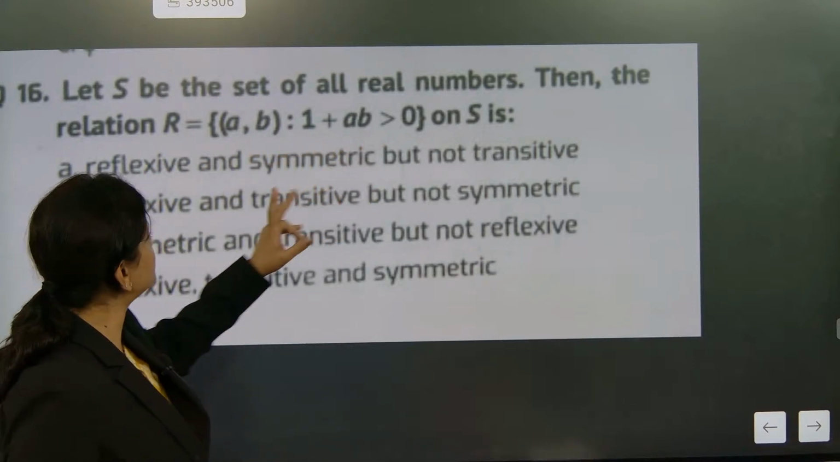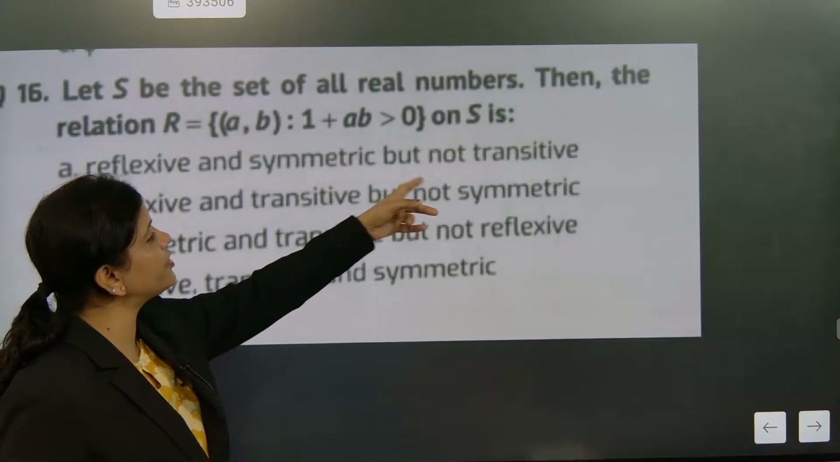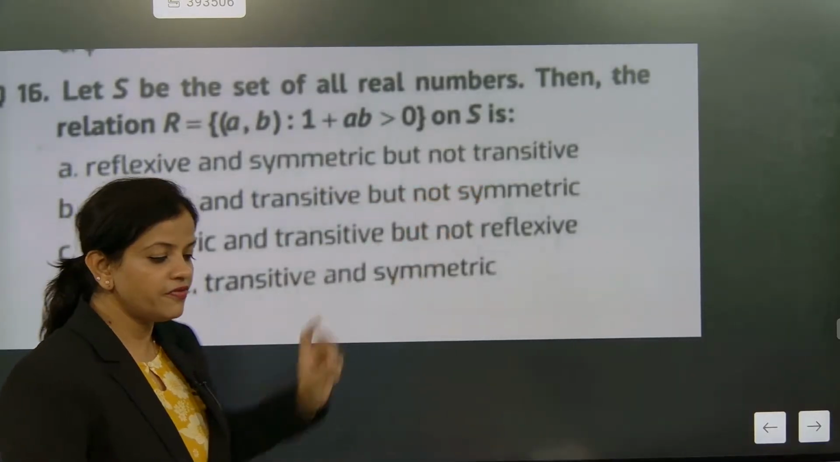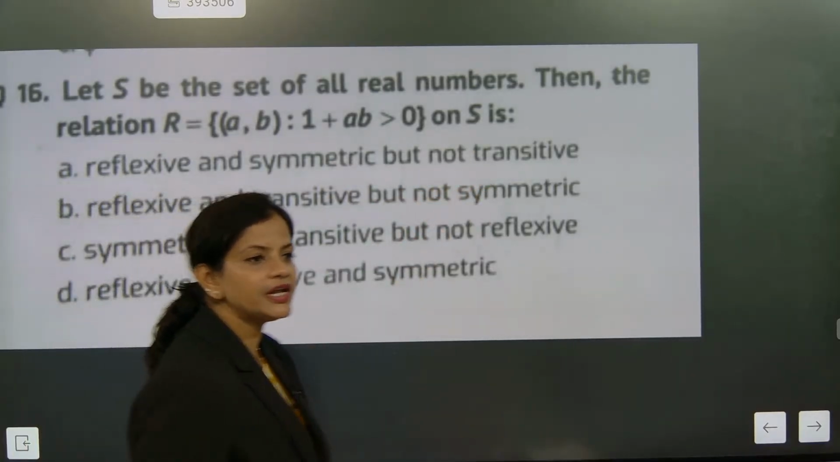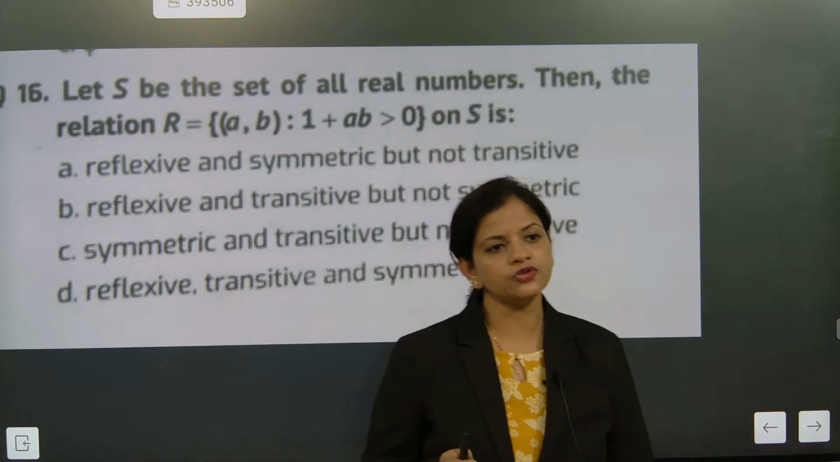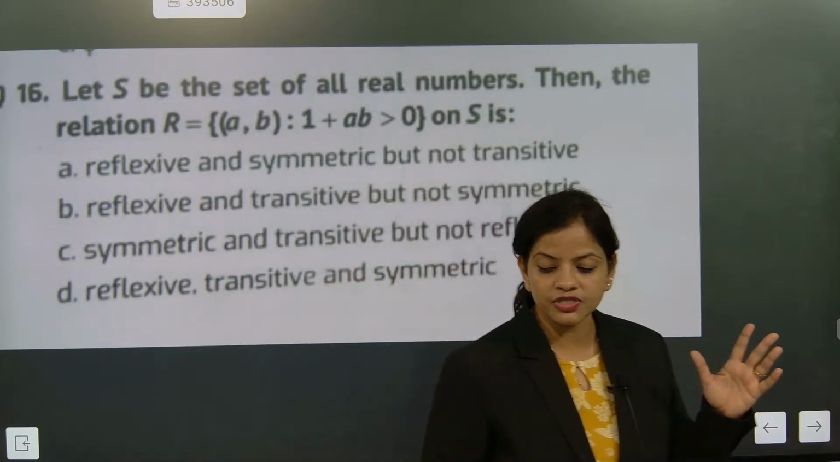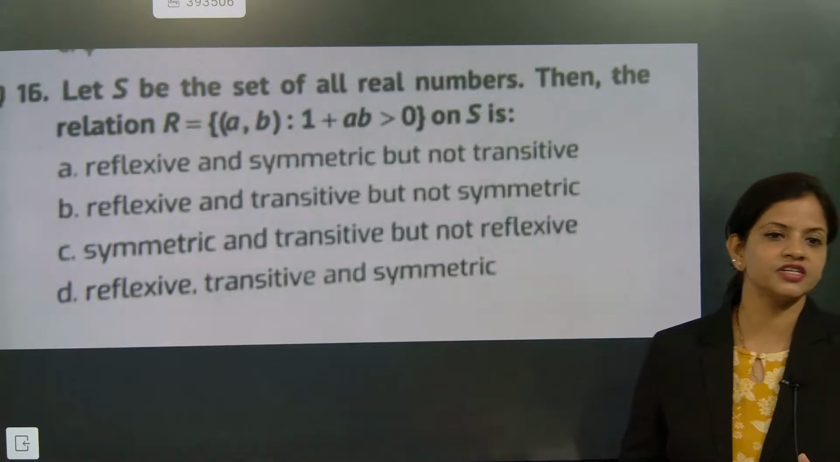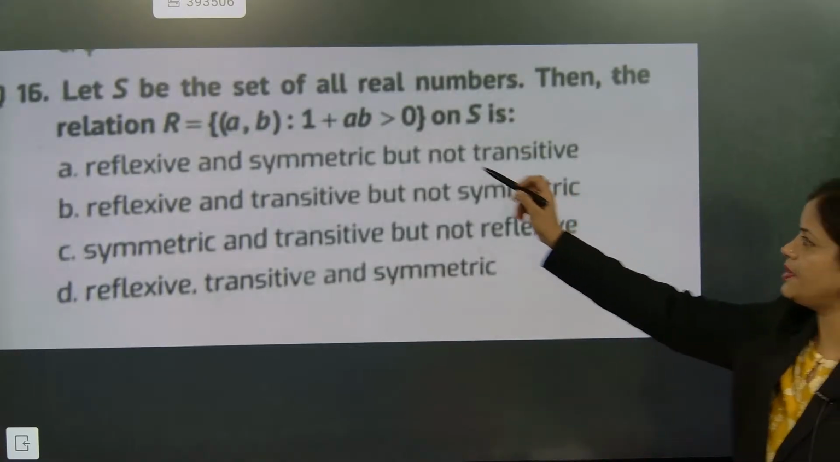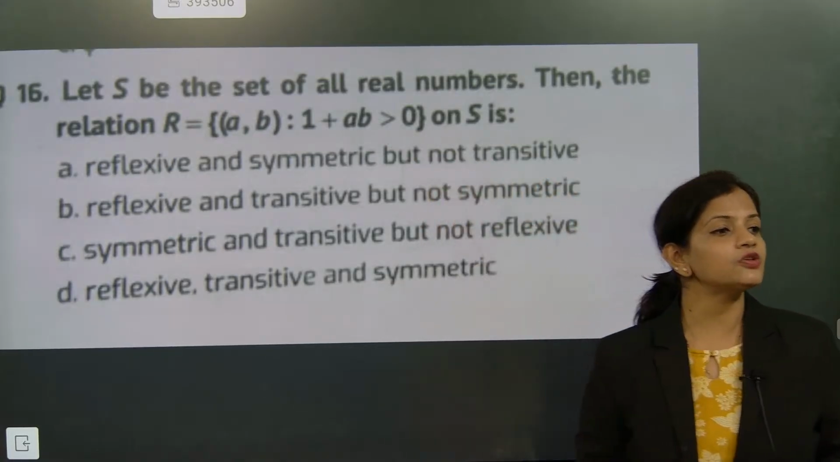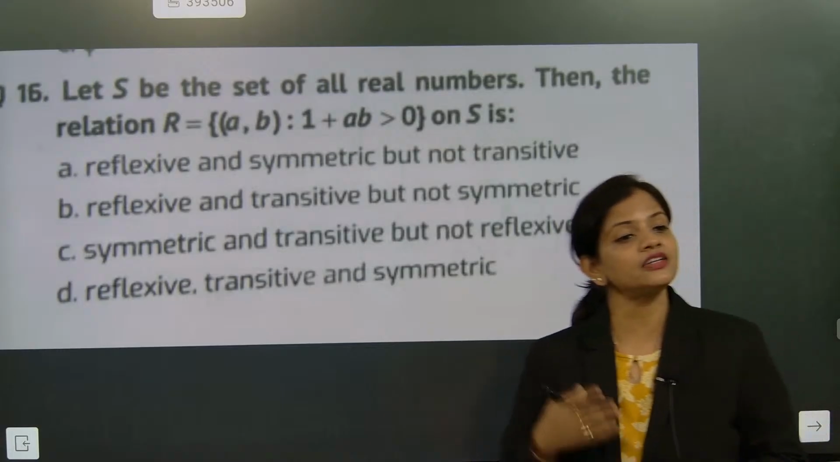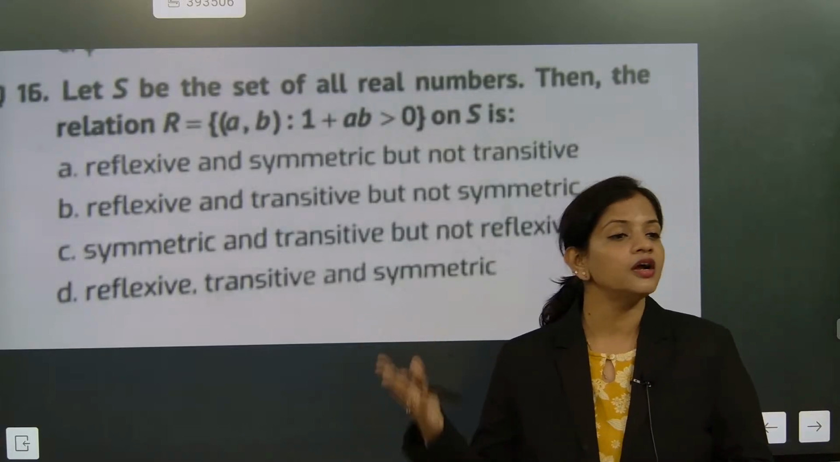A. Always remember, it is reflexive and it will be symmetric, but it will never be transitive. In that part in class, many times I taught that k takes 3 values: 1, 0, and -1. It crystal clear shows that it is not going to be transitive. So 1 plus ab greater than or equal to 0 is always reflexive and symmetric, but it is never transitive.